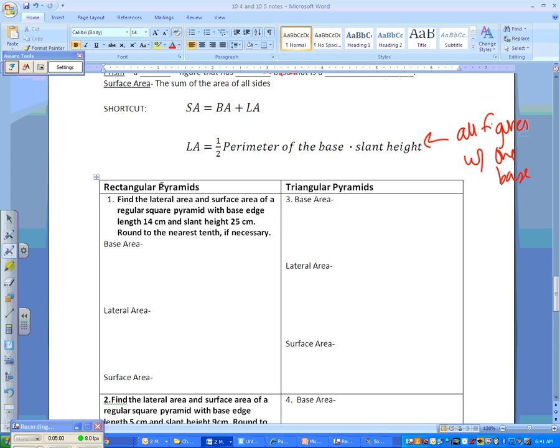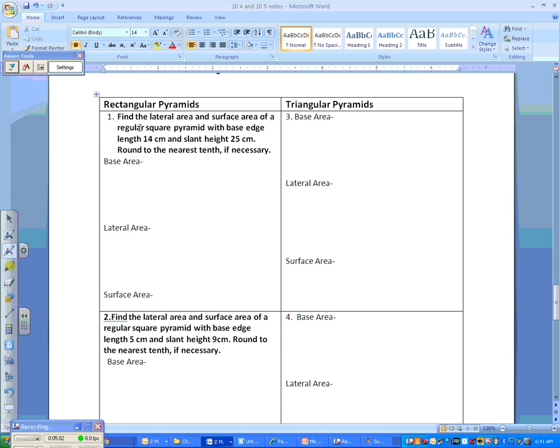Okay, so CP, your problems are a little bit different, but it's the same setup. Rectangular prisms. Find the lateral area and surface area of a regular square pyramid. This tells you, remember, this tells you what shape the base is, with a base edge length 14 centimeters and slant height 25. Round to the nearest tenth if necessary.